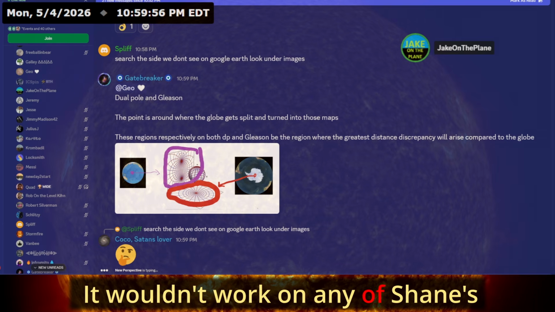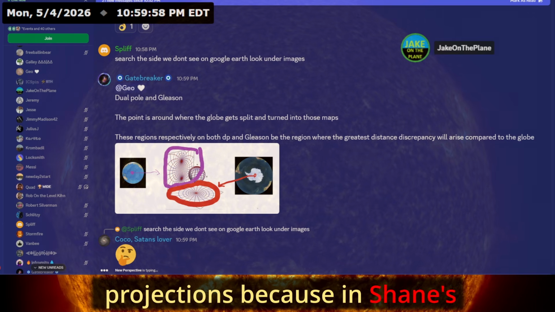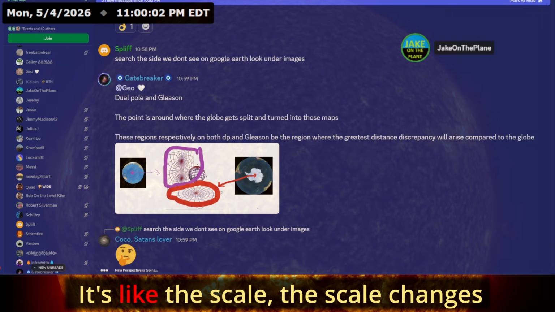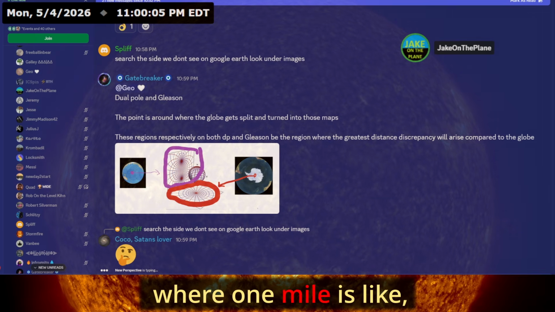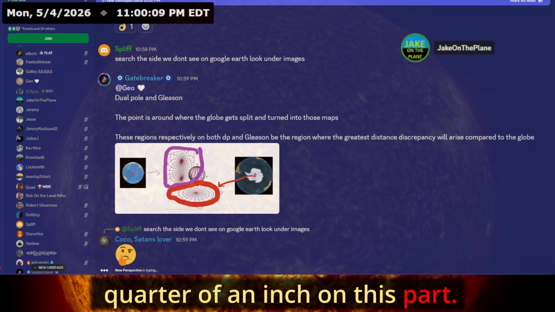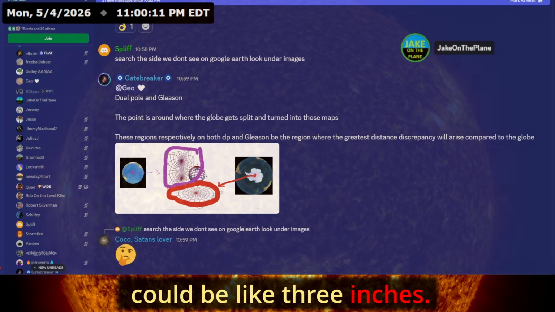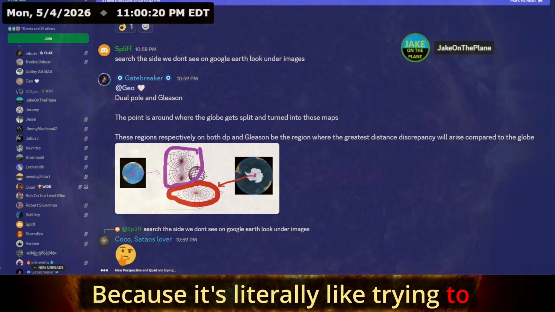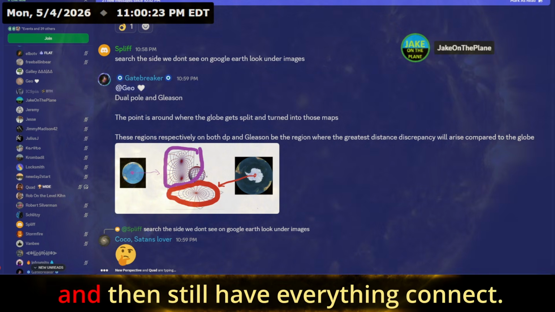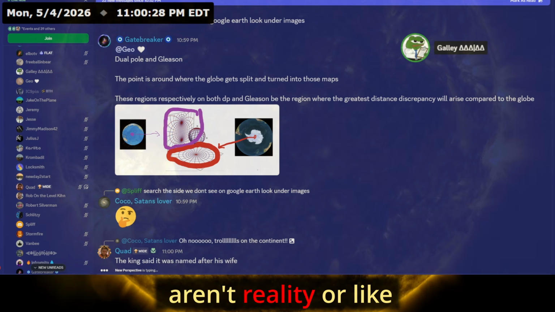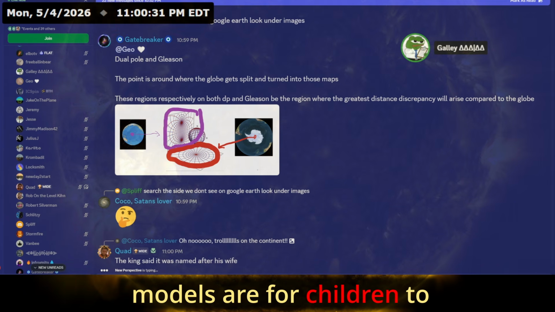It wouldn't work on any of Shane's projections, because it's not a fixed 1-to-1 value in every direction. The scale changes, where 1 mile is visually a quarter of an inch on this part, but on this part 1 mile could be 3 inches. That's the problem with all these projections, because it's literally like trying to take an orange, peel it apart, lay it down flat, and still have everything connect. I think that's why most people say models aren't reality, or models are for children to play with.